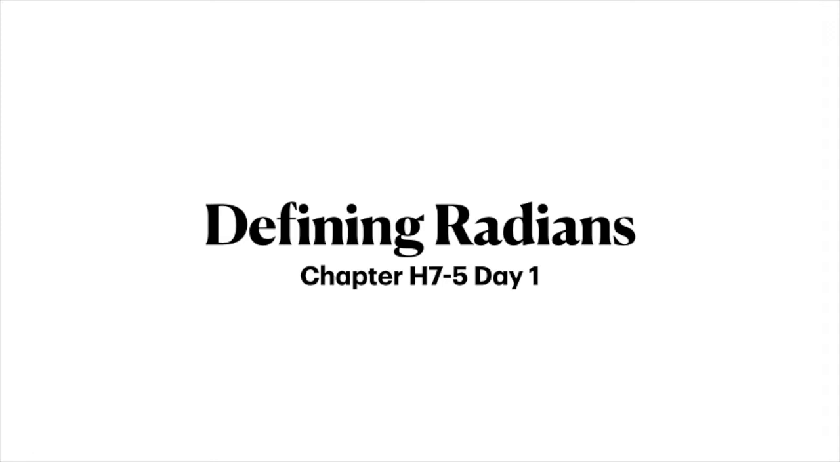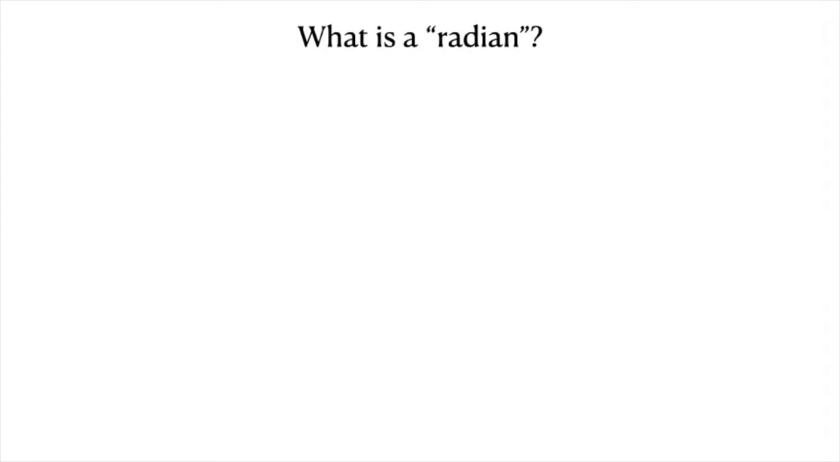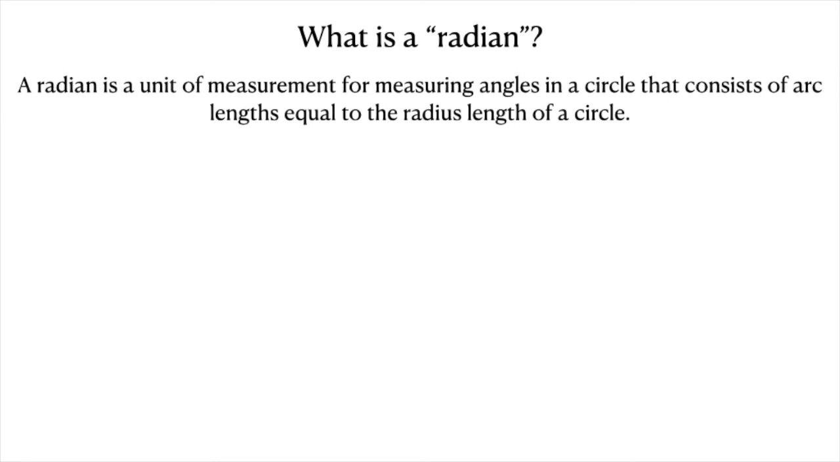Defining radians, Chapter H7-5, Day 1. What is a radian? A radian is a unit of measurement for measuring angles in a circle that consists of arc lengths equal to the radius length of a circle.